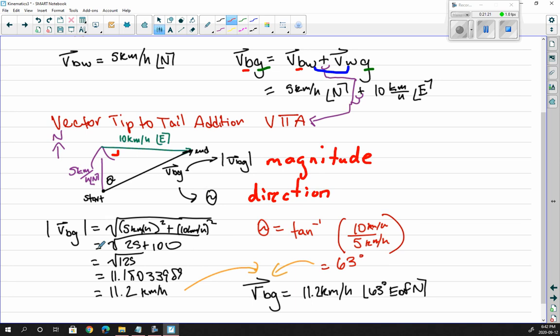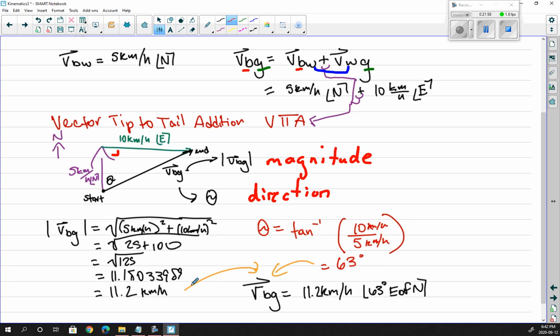I use Pythagoras. The magnitude of the velocity of the boat with respect to the ground is, I take the 5 kilometers per hour, square it, 10 kilometers per hour, square it, add them up, then square root, I get 11.2 kilometers per hour. Now I want to find this angle theta. I strongly recommend you always put the angle theta near the start point. The textbook does it from time to time, but I recommend putting it right there. So I use tan inverse, opposite over adjacent, 10 over 5, I get 63 degrees.